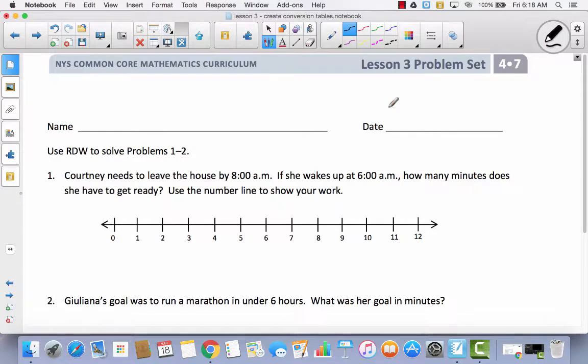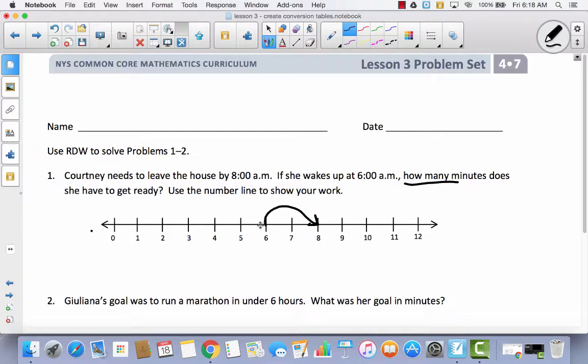All right, so let's use our conversion tables to do a little bit of problem solving. So we are going to use the RDW process to solve problems 1 through 2. So first we're going to read. Courtney needs to leave the house by 8 a.m. If she wakes up at 6 a.m., how many minutes does she have to get ready? Use the number line to show your work. So you can see they already started the D for this process. We could use a number line. So she needs to leave the house by 8 a.m., but she wakes up at 6. So we have from 6 to 8. And it's asking how many minutes does she have to get ready?